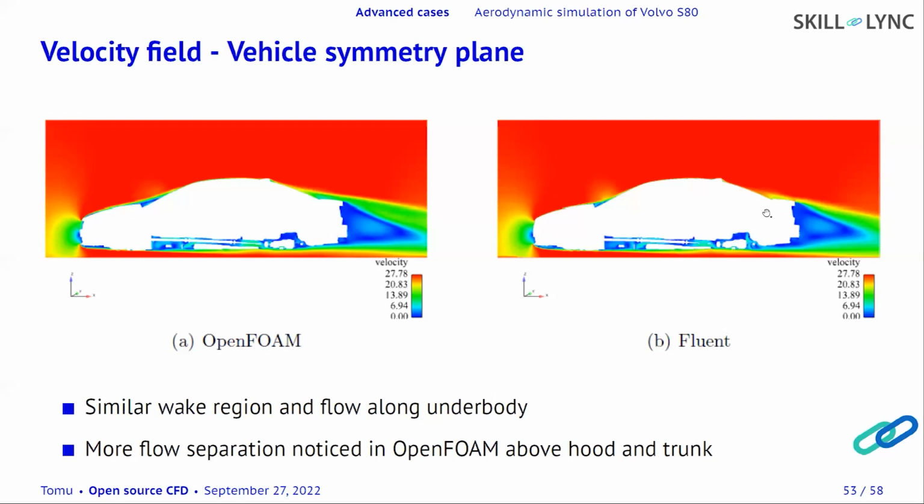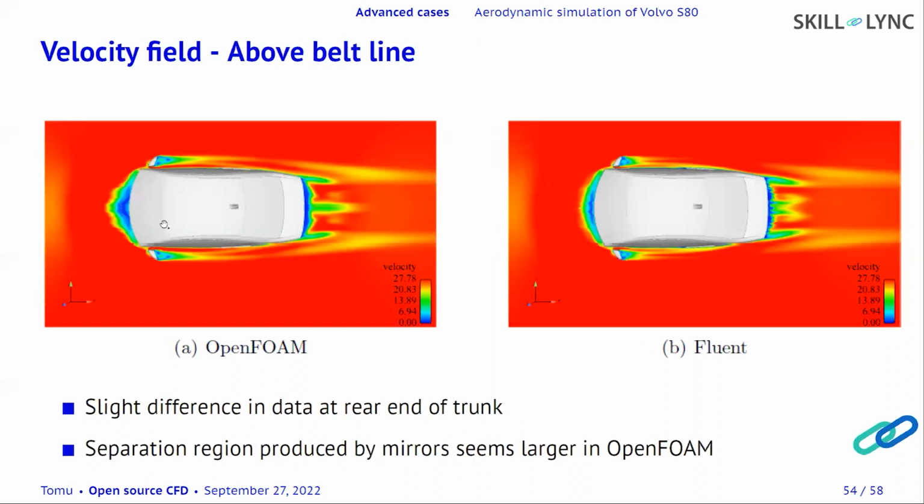This is also a velocity field, but at a plane which is cut at the belt line. You can see this is the hood region of the car, and then this is the trunk region. You can see there is a slight difference in data at the rear end. There is a change or difference in the structure behind the vehicle. So there is a small difference in the values.